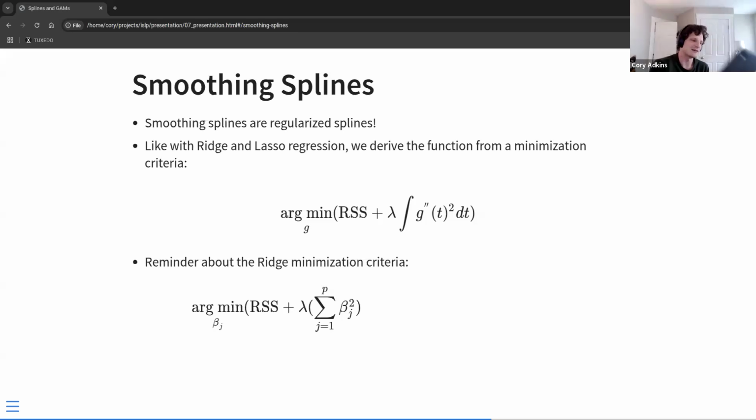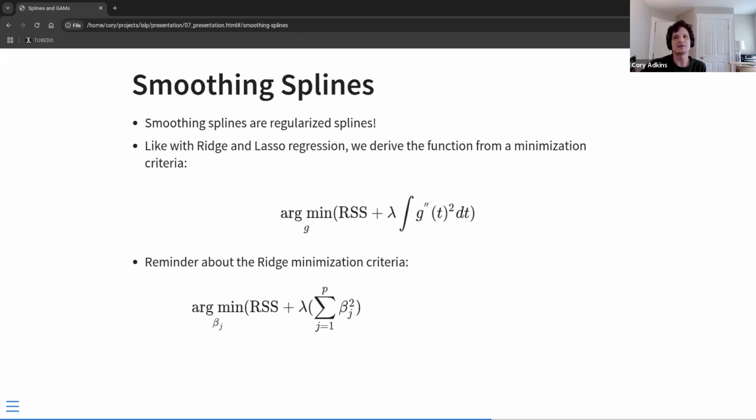Tuning coefficient, I guess. But whatever, it's a coefficient that controls how flexible you want the model to be. But in the case of ridge, it was encouraging the betas to be small, and especially encouraging the big betas to be small. And in the case of smoothing splines, it's encouraging small second derivatives. In particular, the sum of the second derivative over the whole function.